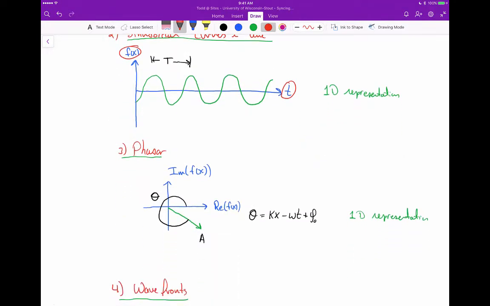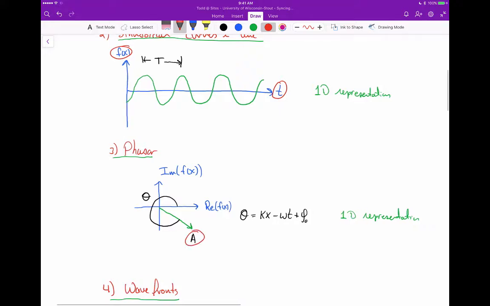We've also talked about the phasor, where we're using a vector that is rotating in the xy plane. The length of the vector represents the amplitude, and then the angle, theta, is the phase angle determined by kx minus omega t plus phi naught. This is also a one-dimensional representation where we can either choose the real axis or imaginary axis to represent our function f of x.